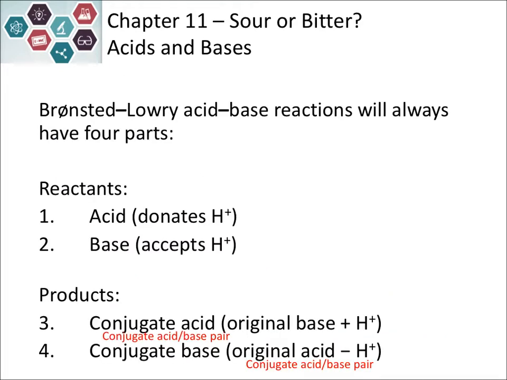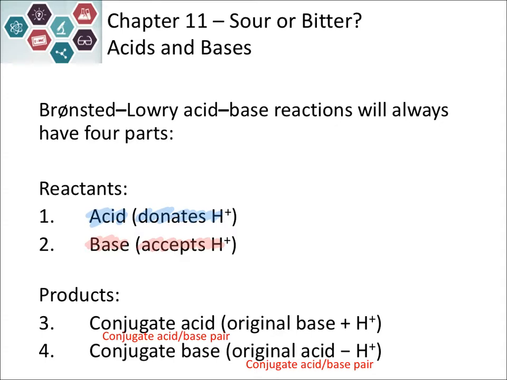Our Bronsted-Lowry reactions are always going to have four parts. For the reactants, one of them is going to be the acid, which is what donates the hydrogen ion. The second reactant has to be the base. It's accepting the hydrogen ion. Hopefully you see that if something's donating, you have to have something that's going to accept it.